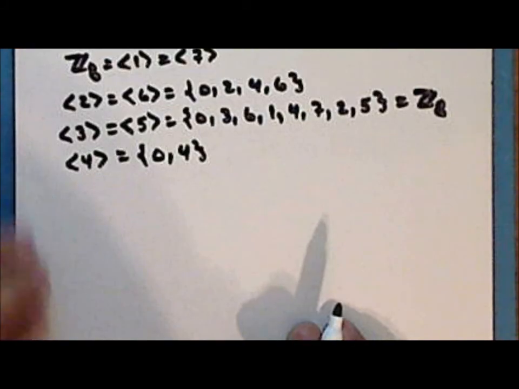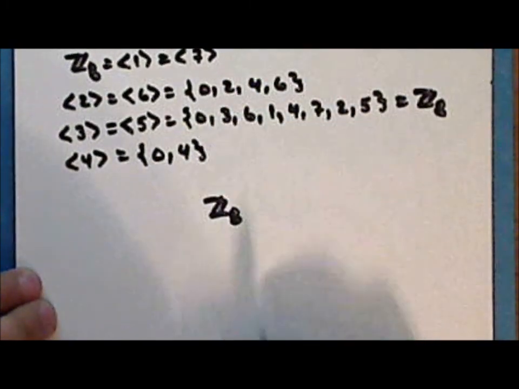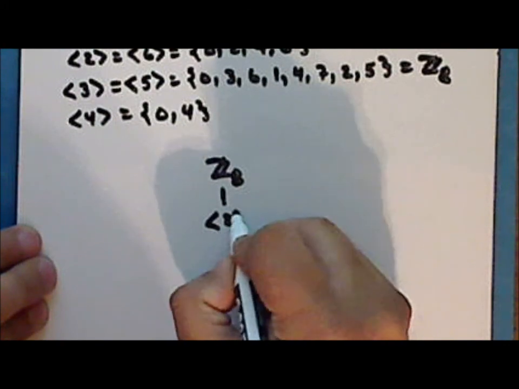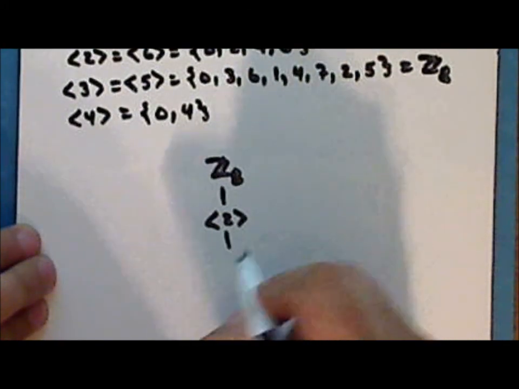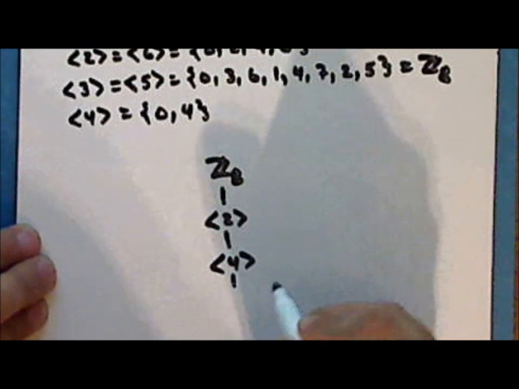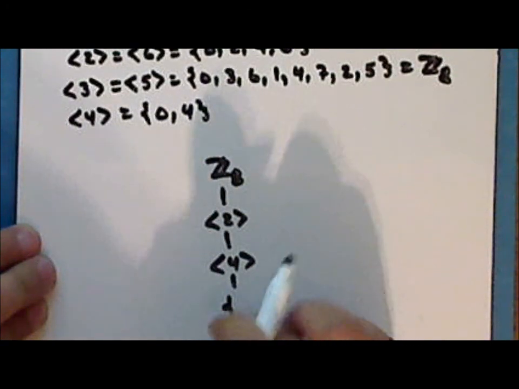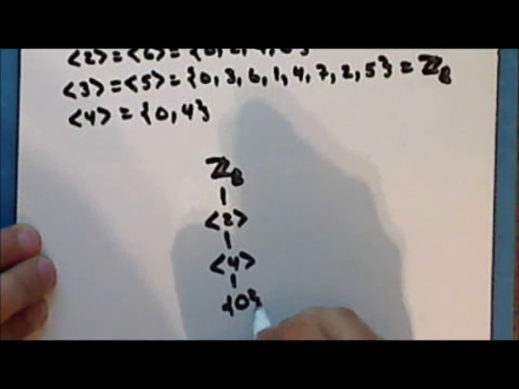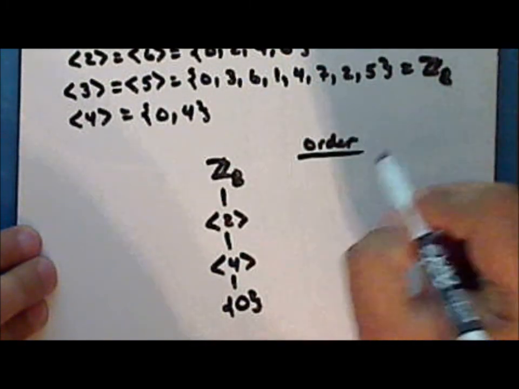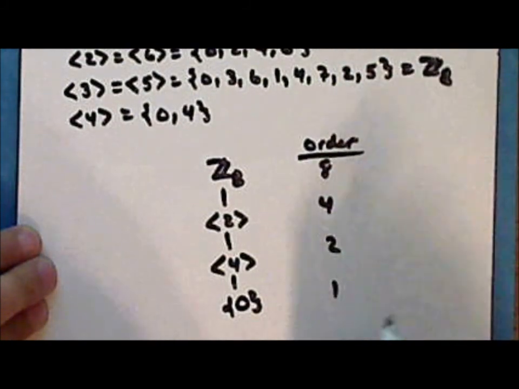So if we look at the subgroup diagram, the integers modulo 8 has as a proper subgroup the cyclic subgroup generated by 2, which has as a proper subgroup the cyclic subgroup generated by 4, which has as a proper subgroup the trivial subgroup. If we look at the orders of these groups, we have 8, 4, 2, and 1.